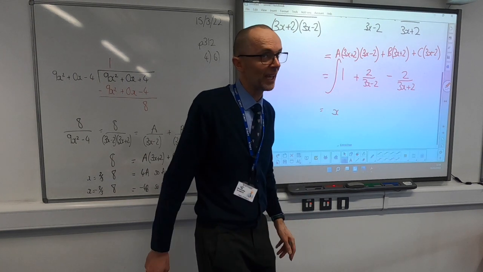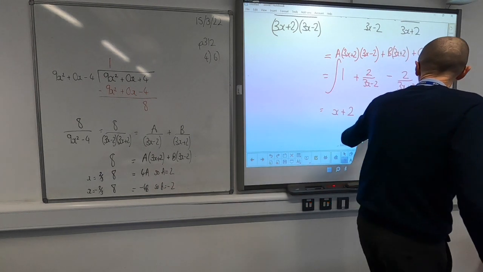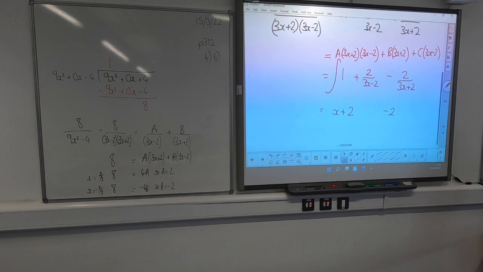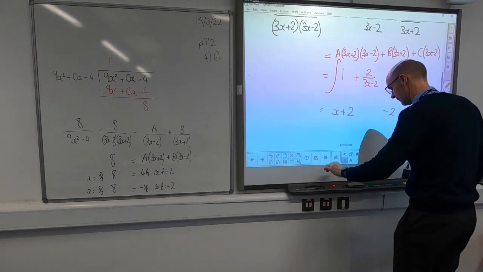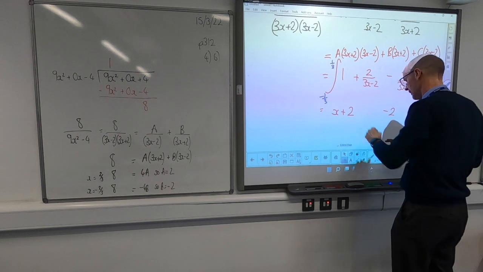That's going to be just x. These two are going to be log terms, and I know that the 2 is going to pass through unchanged. And we're asked to substitute in minus 1/3 and plus 1/3. So go on, see if you can finish that one off.